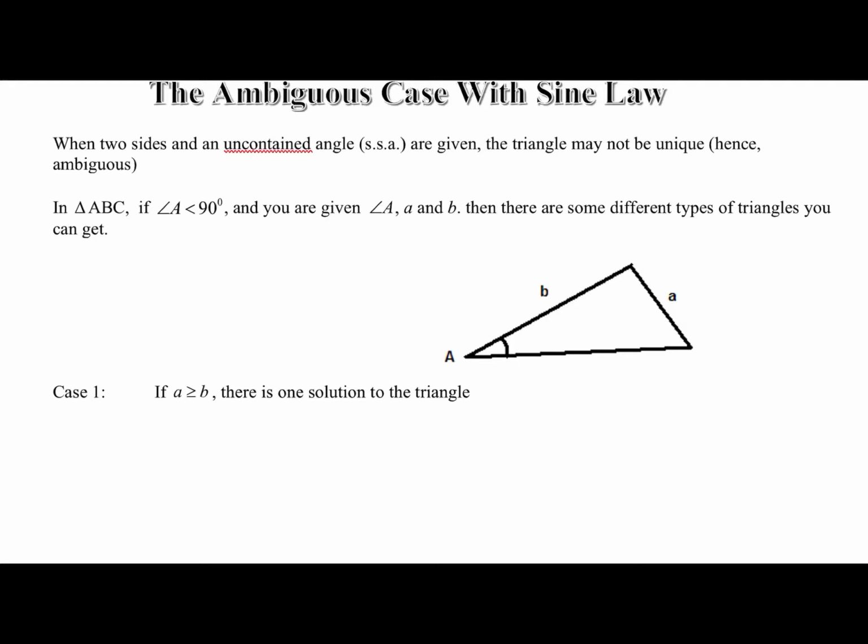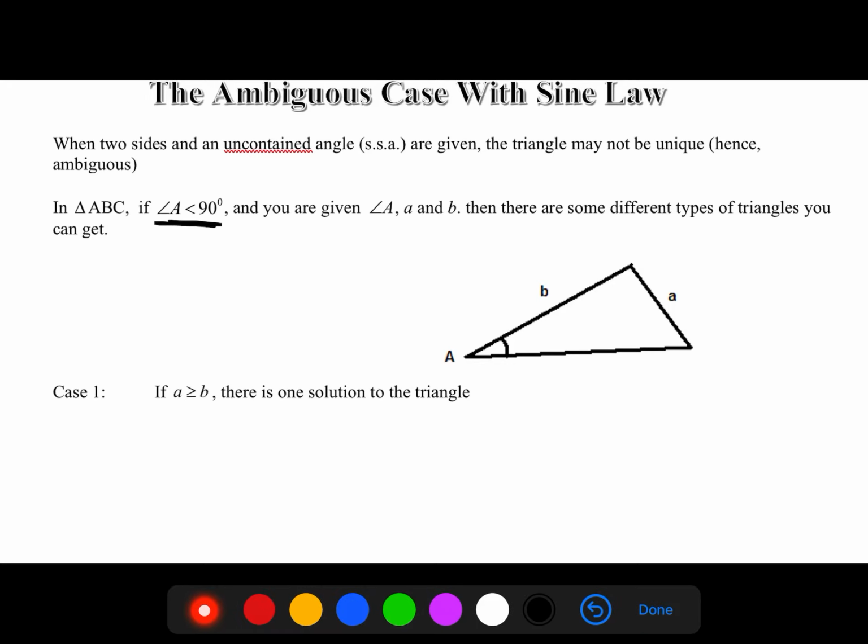This is a very special case of sine law in which we could have multiple different types of solutions. That's why it's called the ambiguous case. Ambiguous basically means not too sure. We're not sure, there are multiple solutions, it's kind of vague. So we're going to look at the given information to determine what type of solution we're going to have.